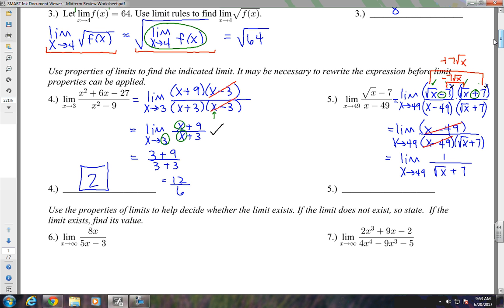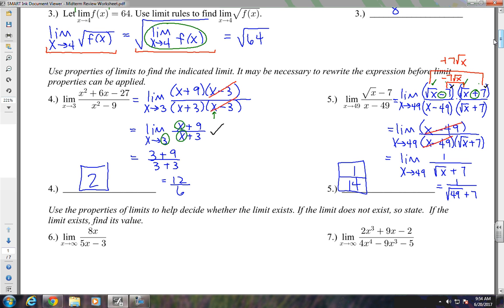So let's do just that. Remember, when we are ready to evaluate the limit, we drop the limit operator, we plug in our target value, and calculate. In the denominator, we have 1 over the square root of 49 plus 7. That's 1 over 7 plus 7, which reduces to 1 over 14.